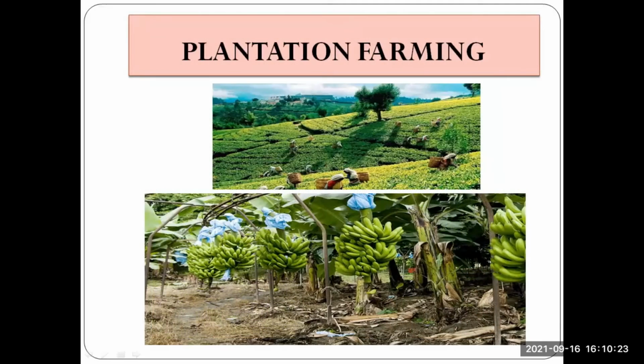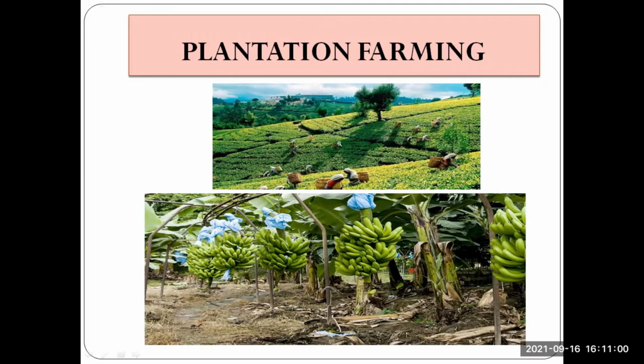And next we have plantation agriculture. When we say plantation agriculture, it is defined as the growing and processing of a single cash crop on a very large scale, mostly for the purpose of export. Mostly for the purpose of trade and commerce. In these types of plantation farming, you will find tea leaves farming, banana farming, or rubber tree farming. These are all a part of plantation farming.